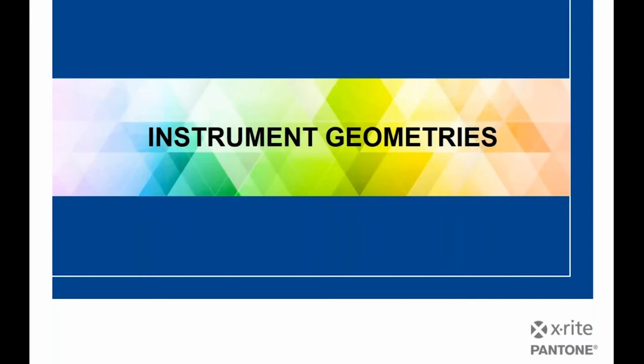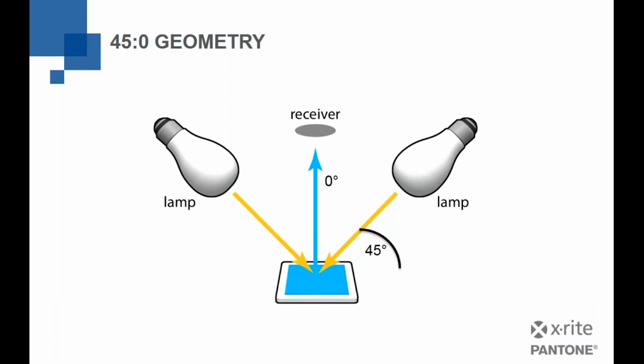So let's talk then about instrument geometries, because they are a big part of what's the right instrument to choose. So we'll start with a 45-0 geometry. We're not going to spend a lot of time talking about these geometries. If you're interested, we actually did a webinar about a month ago specifically on geometries and went in depth on that. You can find more information about that on our website and actually get access to that, I believe.